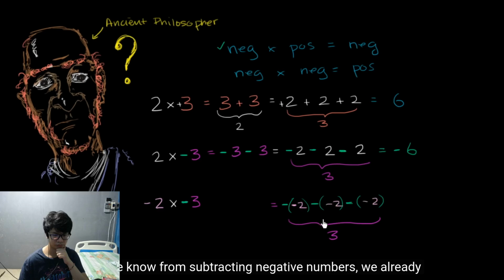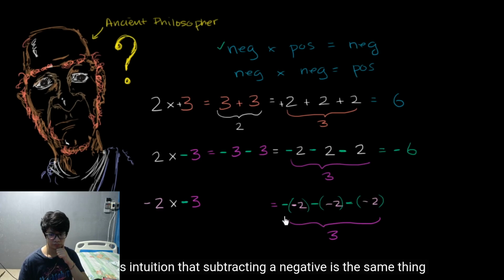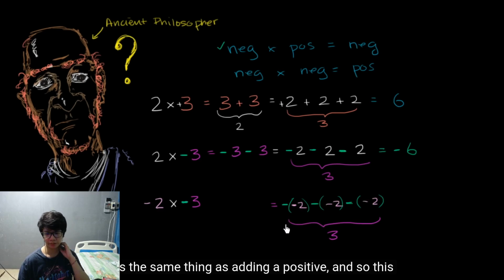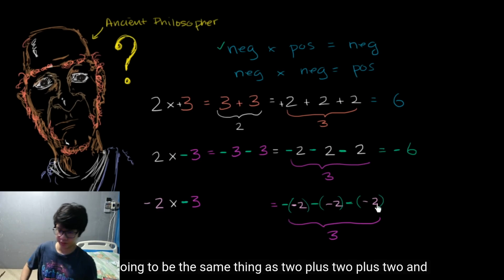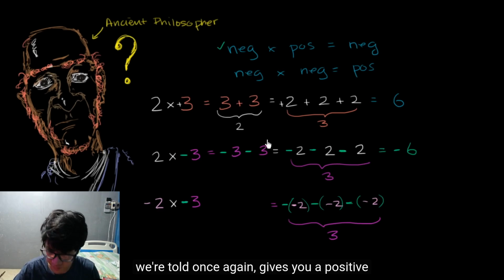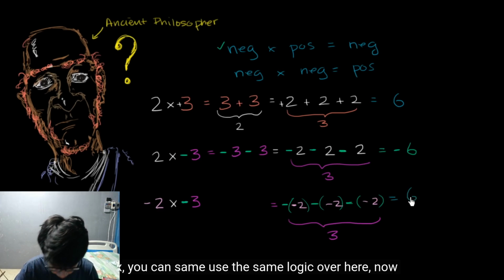And we know from subtracting negative numbers, we've already built this intuition that subtracting a negative is like taking away someone's debt. It's the same thing as adding a positive. And so this is going to be the same thing as 2 + 2 + 2, which will once again give you +6.